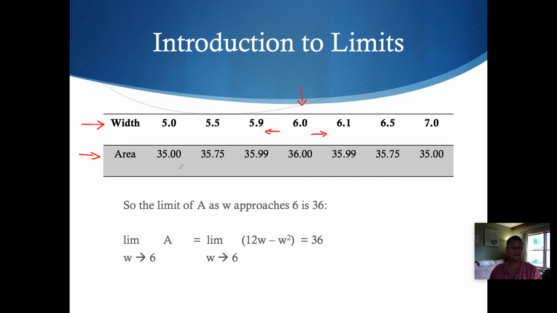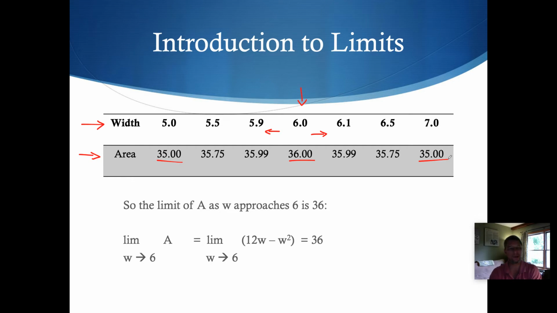And if you look at the calculations that we do here using the formula 12w minus w squared, notice that the maximum area value is with a width of 6, and when I go down or up, I decrease the value of the area. All right. With a width of 6, I get the maximum area of 36. With a width of 5, I go down to an area of 35. And with a width of 7, I go down to an area of 35 as well.